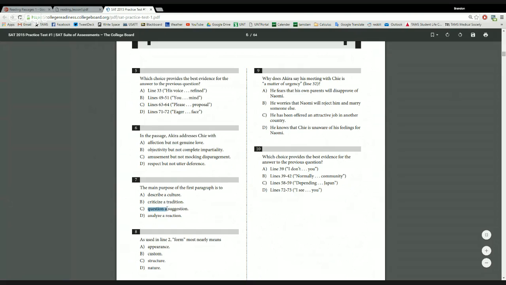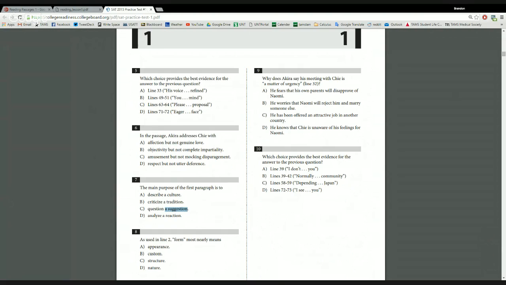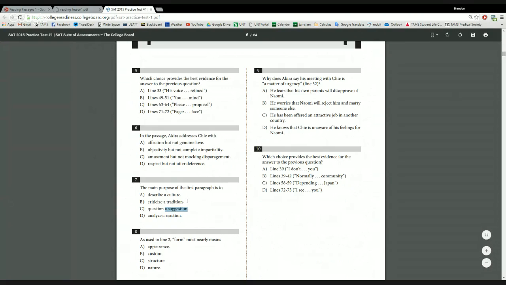Now, like I said, he's questioning. This is more of the literal answer choice. Now, it may sound correct at first, question the suggestion, but that's actually incorrect because there's no suggestion that's involved. Let's see. So there's no suggestion between the narrator and the other person. So that's not exactly the correct answer.